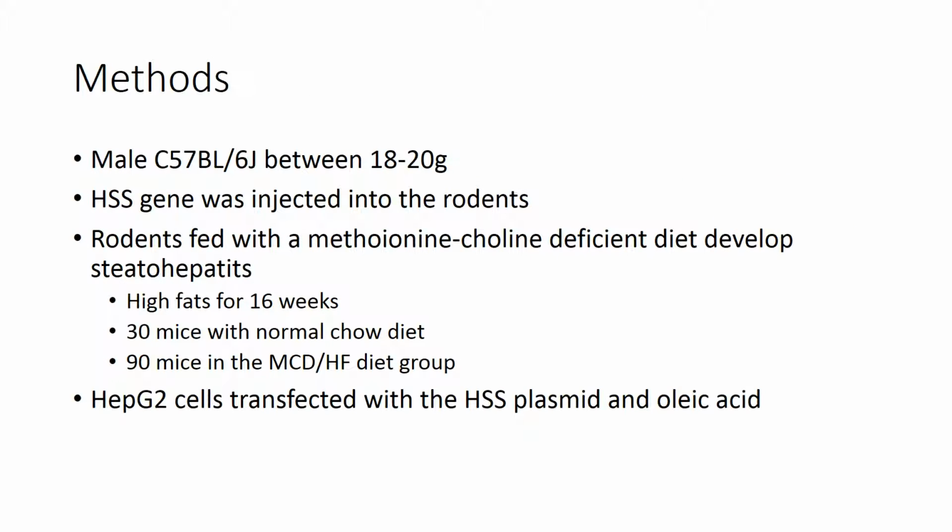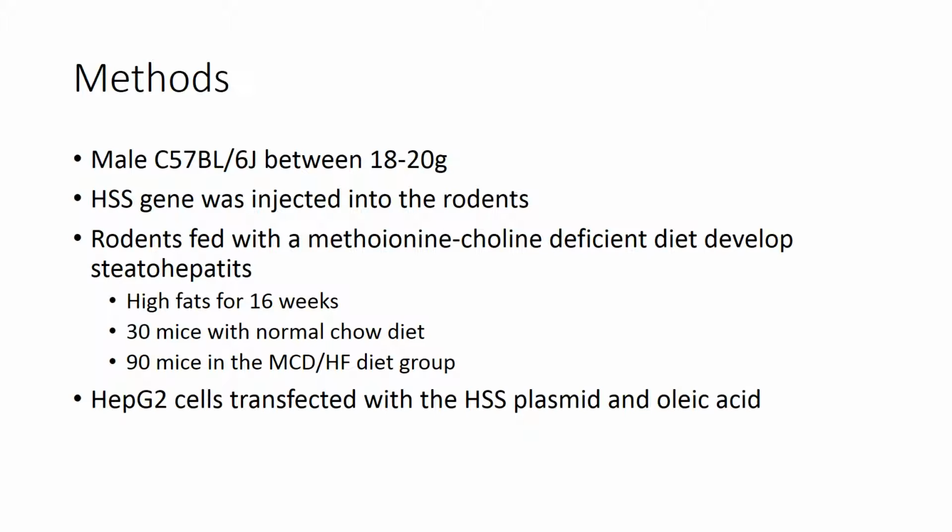They injected the HSS gene into male C57BL/6J mice, which were between 18 and 20 grams. These rodents were fed a specific diet called the methionine choline deficient diet, which would develop into steatohepatitis to mimic patients with NASH. These rodents were fed high fats for 16 weeks.